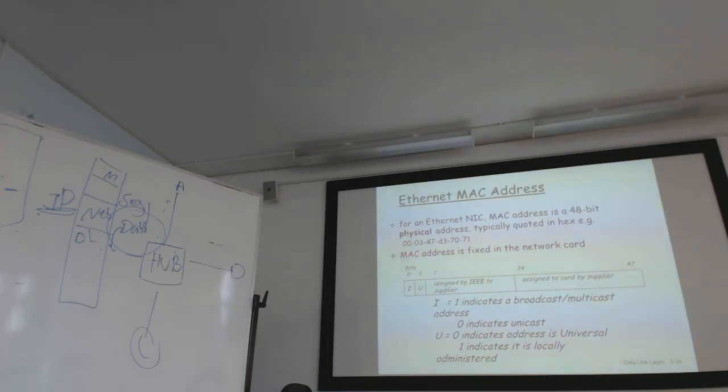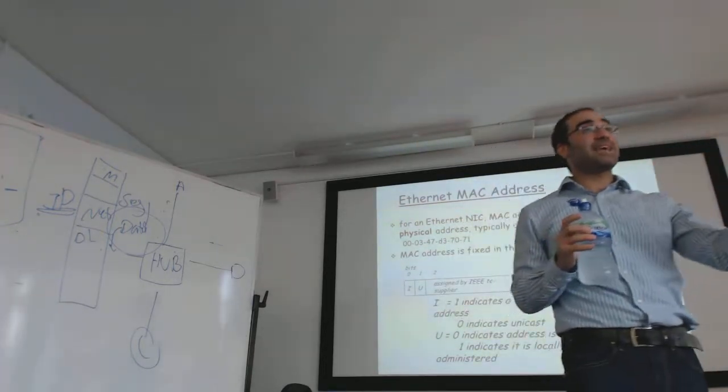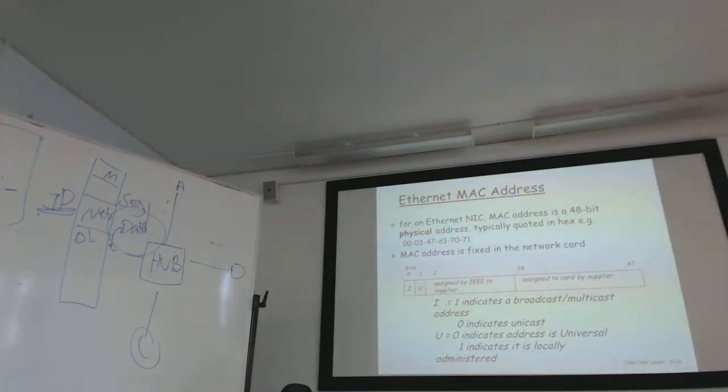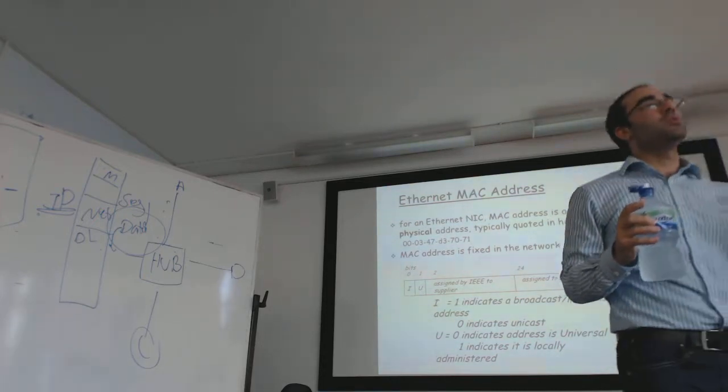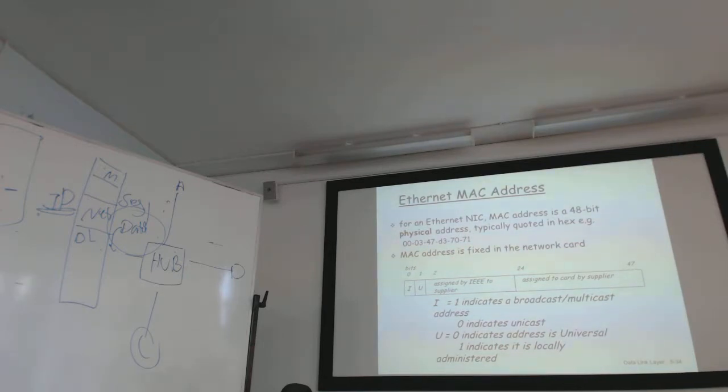Broadcasting to multiple: you send to everywhere, broadcasting all the information, like a TV broadcast. So that's your broadcast, or a multicast, where you send it to multiple users. A unicast, if it's a 0, is one user to one user only. That's it. U means it's either universal or local.